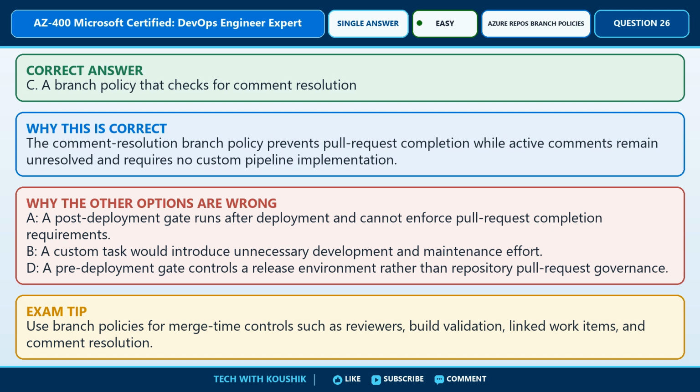A. A post-deployment gate runs after deployment and cannot enforce pull request completion requirements. B. A custom task would introduce unnecessary development and maintenance effort. D. A pre-deployment gate controls a release environment rather than repository pull request governance. Exam tip. Use branch policies for merge time controls such as reviewers, build validation, linked work items, and comment resolution.